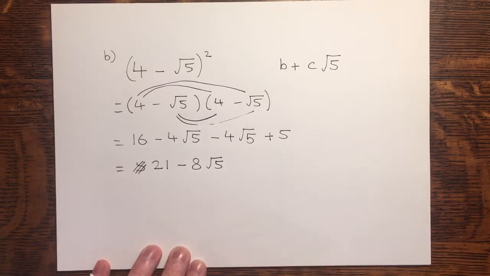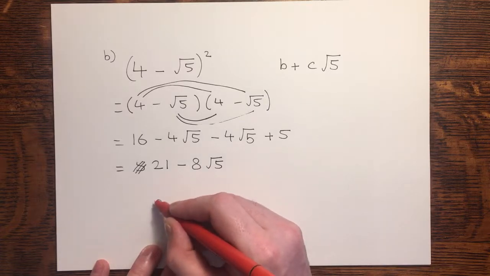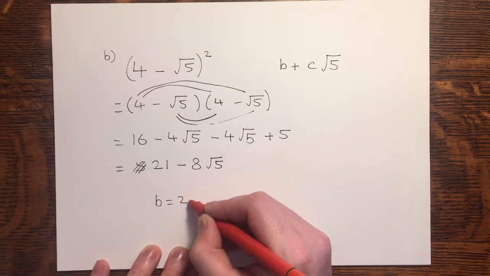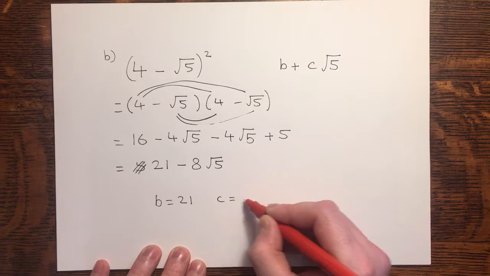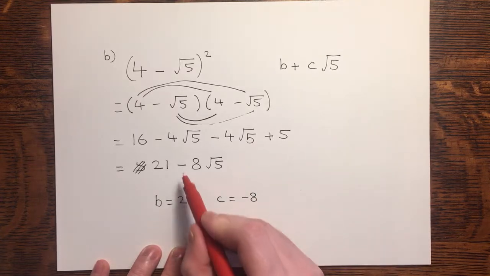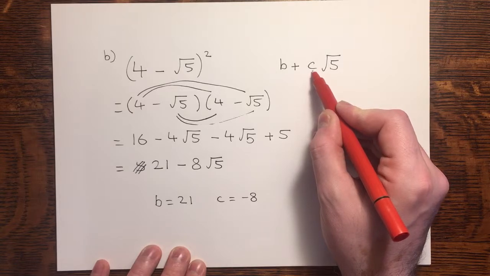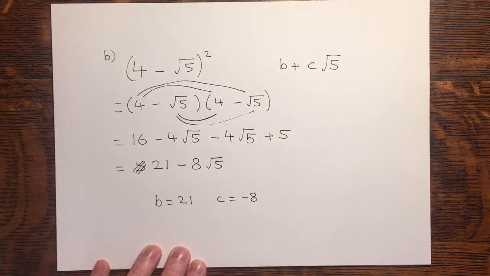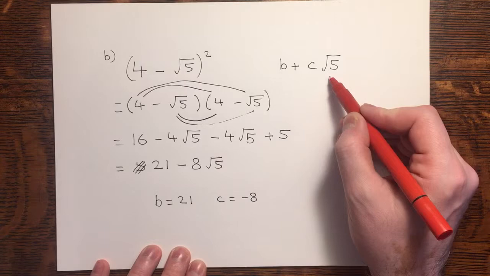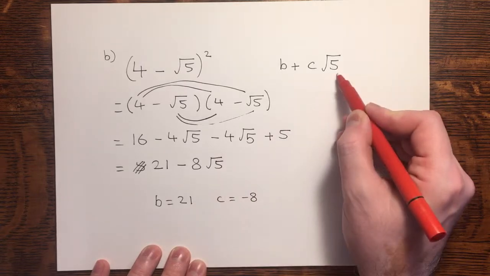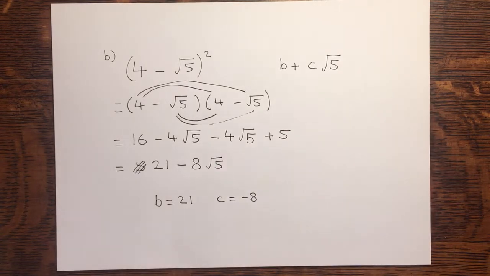Again, in this case, they've not specified in the question that B and C are to be found, but it doesn't hurt to state them. B is 21 and C is minus 8. Again, it's minus 8 because that's plus C. C would have to be minus 8 to result in this. And just to check, yes, we have got the right surd there. That's part B, surds.